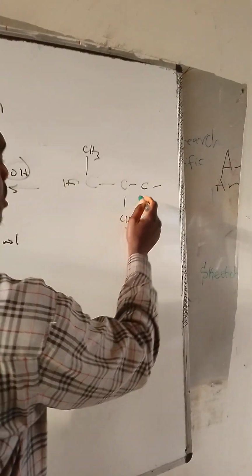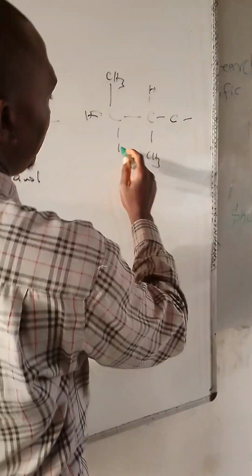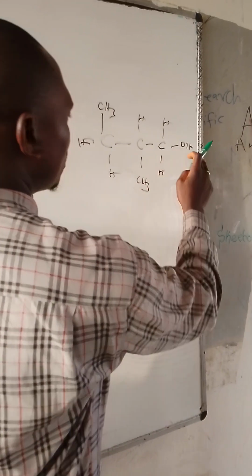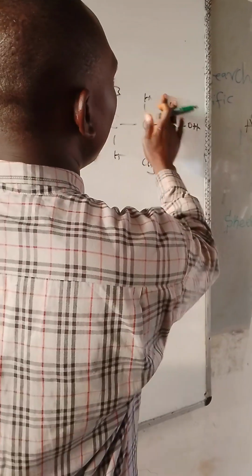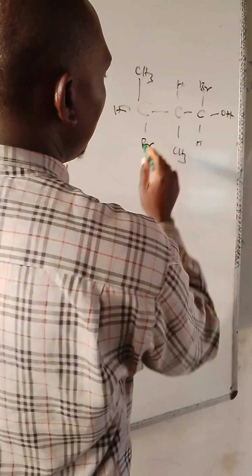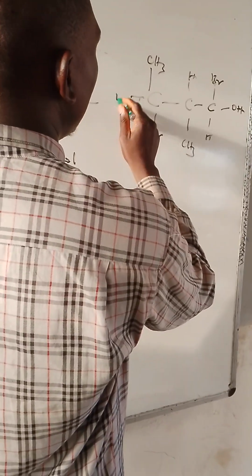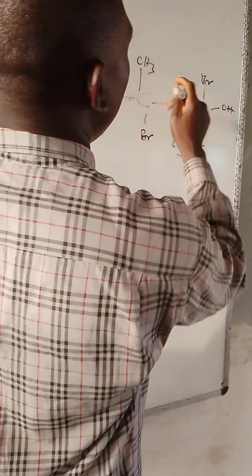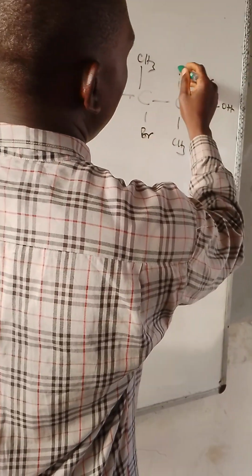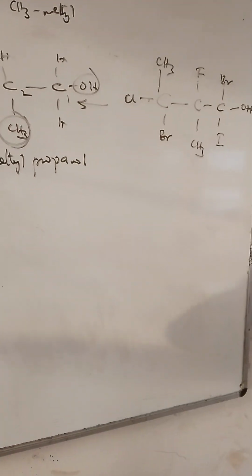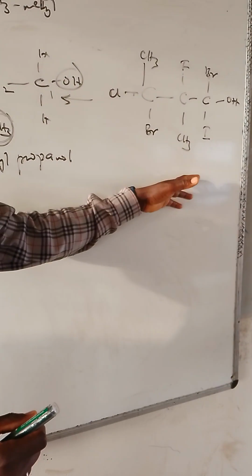Here is H, here is H, here is H, here is H, here is H. And here is OH. Let me just make it complicated. If you have Br here, Br here, Cl here, I here, and F here. Automatically, this is tertiary alcohol. Okay, it's not tertiary, this is primary alcohol.